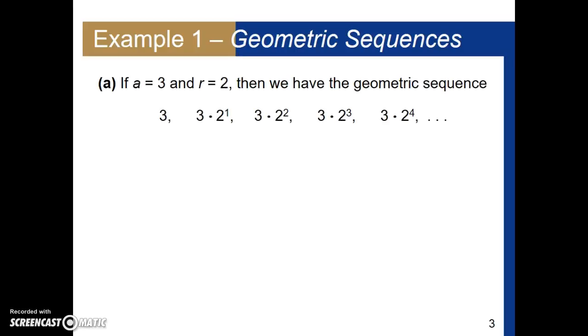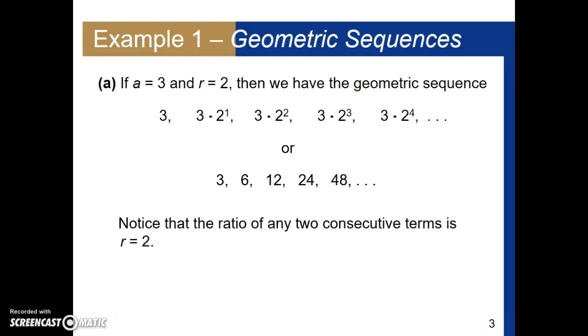So if a is 3 and r is 2, then we have this geometric sequence. The first term is always a, so you can see here the first term is 3. The next term is 3 times r to the 1, the third term is 3 times r squared, 3 times r times r, then 3 times r cubed, and so forth. We could find any term in this sequence because we know what the nth term looks like. When we clean this up, this sequence would look like 3, 6, 12, 24, 48, and so on. So the common ratio here is 2.